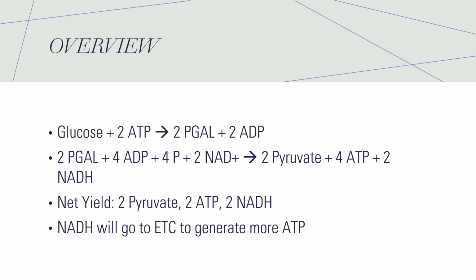Ultimately, the net yield of glycolysis for each mole of glucose is 2 pyruvate, 2 ATP, and 2 NADH. I said 2 ATP instead of 4 ATP because remember that 2 ATP were used in the beginning of glycolysis to split glucose. The net yield is when you take into account all the quote-unquote expenses associated with the process, so kind of like the profit. And keep in mind that the NADH that is produced will be used in the electron transport chain later on to generate more ATP, since they are electron carriers.